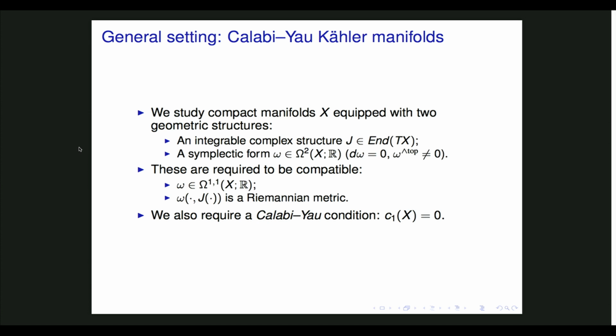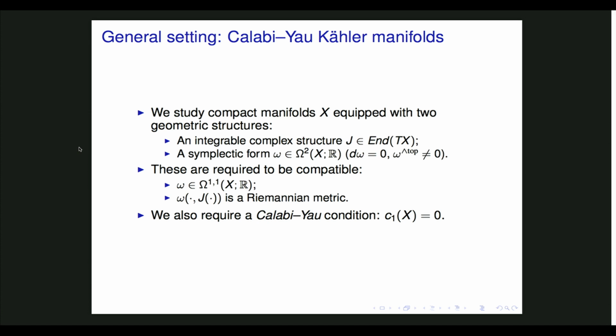And the other geometric structure is perhaps less familiar. It's a symplectic form, which means a real two form, omega, which is closed. The differential is 0. So that's kind of the analog of the integrability condition on the complex structure. And when you take it to the top exterior power, you should get a volume form. So an everywhere non-vanishing top degree form.